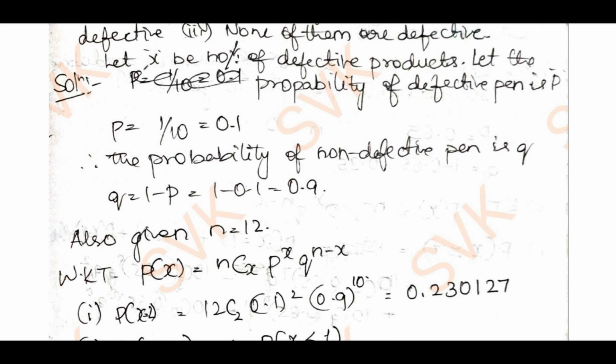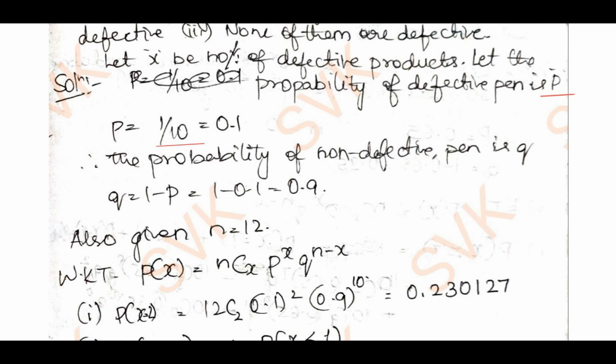Note down what is given. Let x be the number of defective products. Let the probability of a defective pen be p. So p will be equal to 1 by 10, that is the defective value, which can be written as 0.1.